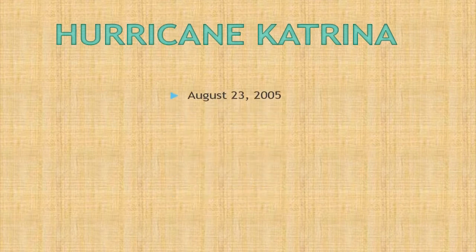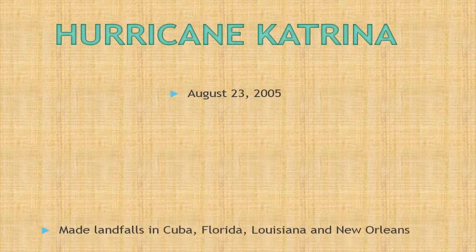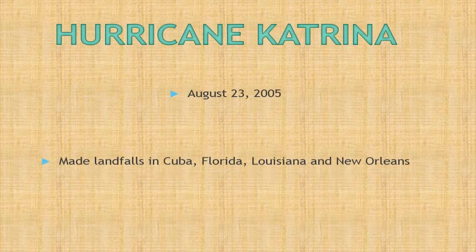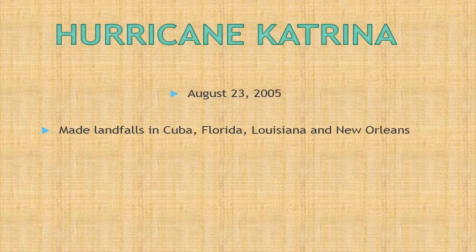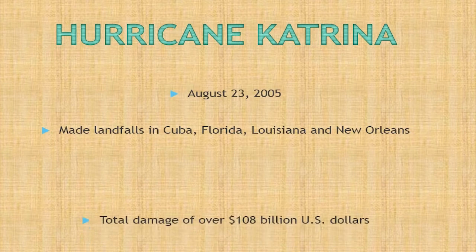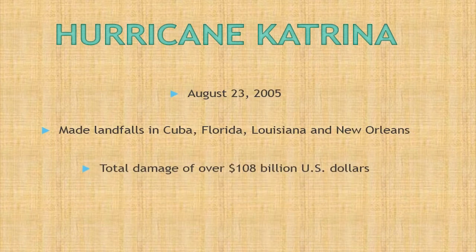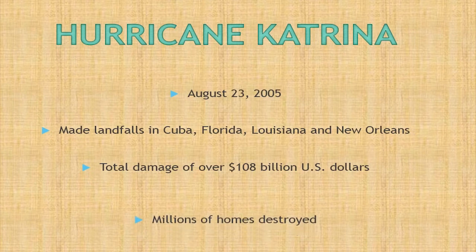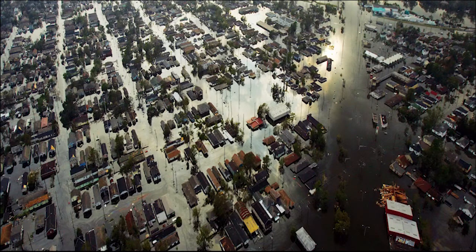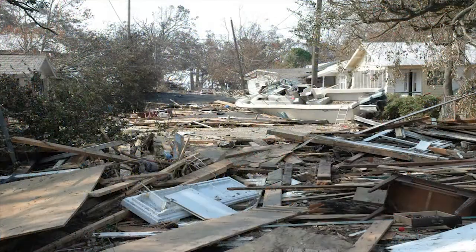It formed over the Bahamas on August 23rd, 2005 and made landfalls mainly in Cuba, Florida, Louisiana, and New Orleans, causing 1,835 deaths and a total damage of over $108 billion, destroying millions of homes on its way, flooding the entire city of New Orleans, leaving over 3 million people without electricity. The storm is being referred to as probably the worst catastrophe or set of catastrophes in the country's history.